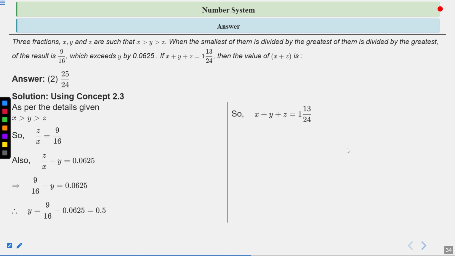It is also given that the sum of all 3 numbers x plus y plus z equals 1 and 13 upon 24. So we can put the value of y. x plus 0.5 plus z becomes 37 upon 24, converting the mixed fraction into an improper fraction. Now x plus z will be 37 upon 24 minus half. When we subtract, we get (37 minus 12) upon 24, which equals 25 upon 24. So the second is the correct answer of this question. Next one.